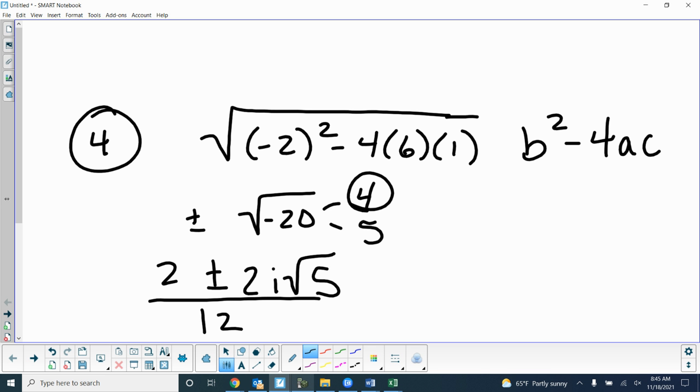All right, so what do you notice about these 3 numbers? They all have 2 in them, right? They all have a common factor of 2. So we have to divide 2 into all those. So here's the final answer for number 4: 1 plus or minus i times the square root of 5, over 6. Okay?